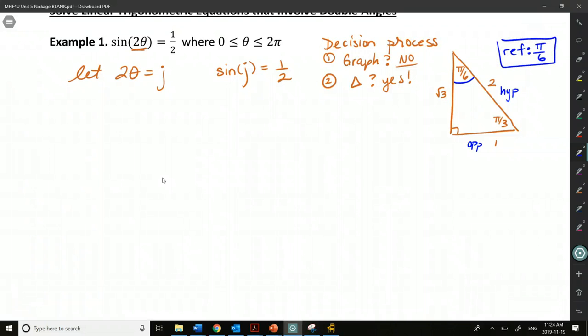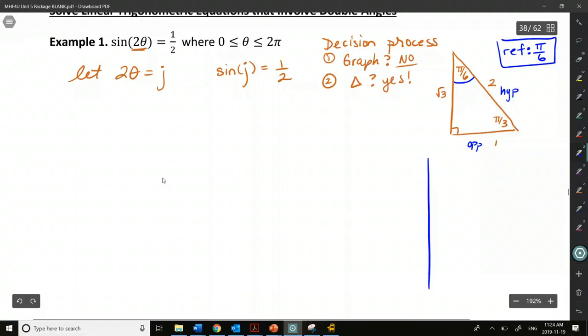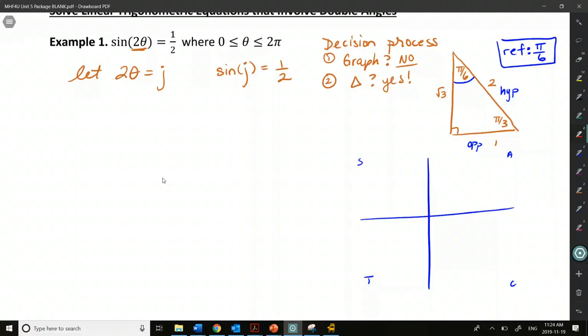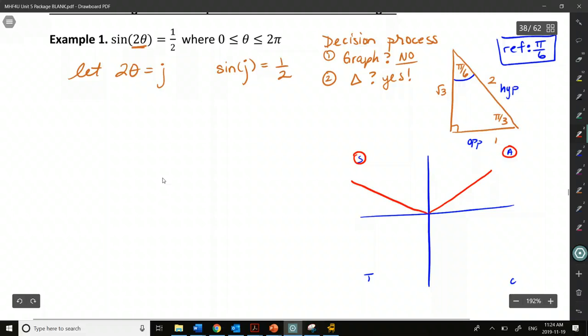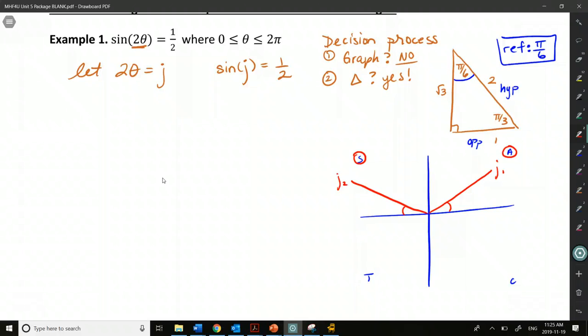Okay, I also, again, want to consider the cast rule, very similar to what we just did in our warm-up question. Using my cast rule, I have 2 quadrants that will give me sine of an angle equal to a positive value. What are those quadrants? Pierce, go ahead. 1 and 2, all and sine. Awesome. Okay, so I'm going to have J1 and J2. Keep in mind I actually want to solve for theta here. So once we solve for J, we're not really done yet.